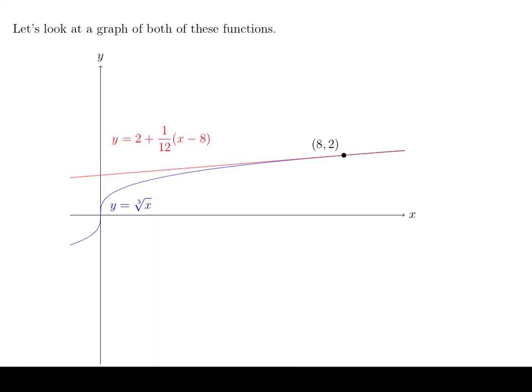I'd just like to take a look at a graph of these functions. So in blue is the original function, the cube root, and in red is the linear approximation that we came up with. So the red is a straight line, and it's just a tangent line to the curve at the point (8, 2).